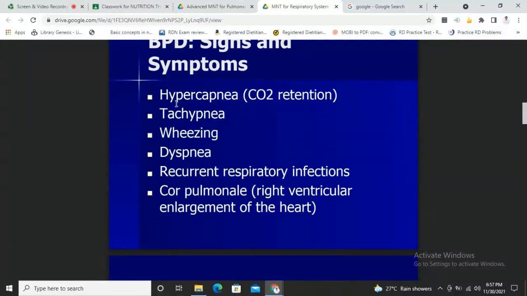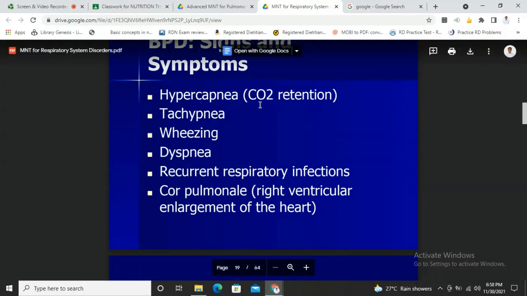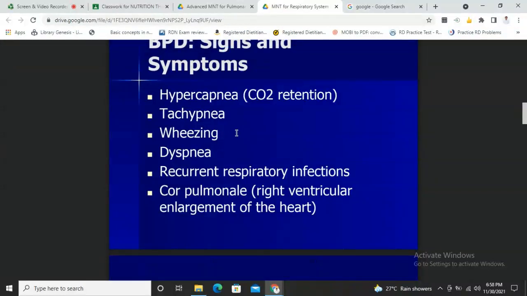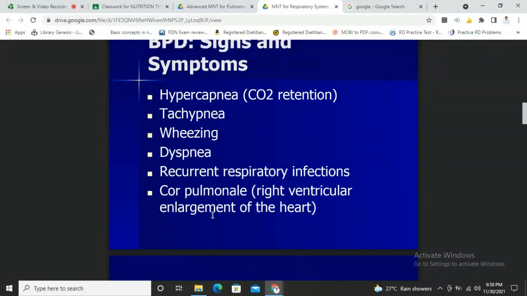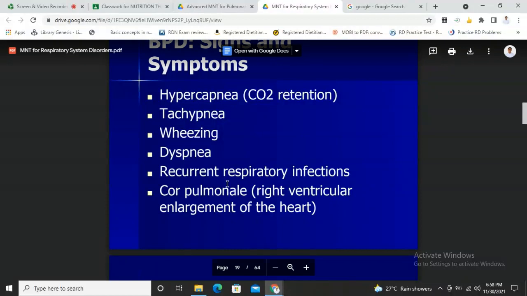So signs and symptoms, hypercapnia. So there would be retention of carbon dioxide due to decreased lung function. Tachypnea, okay, wheezing, dyspnea, okay, recurrent respiratory infections, and cor pulmonale, okay, the right ventricular enlargement of the heart. Okay.